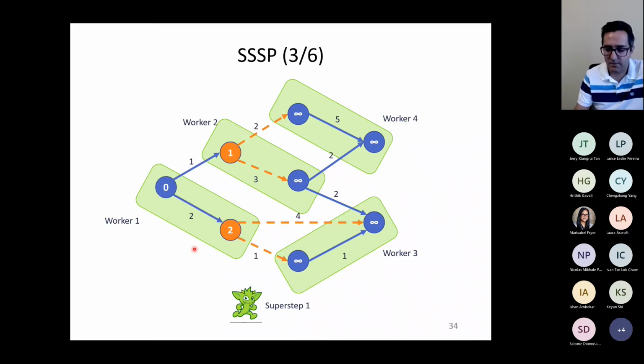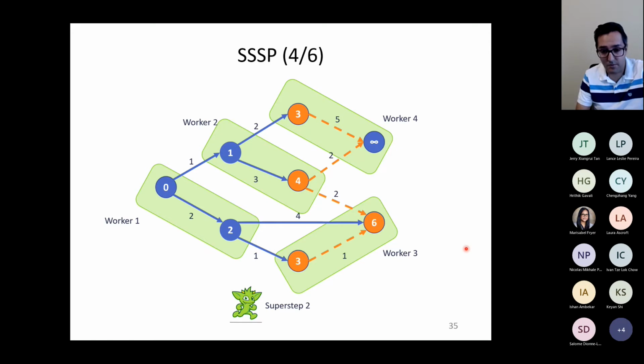We are done with that superstep and move on to the next superstep. These 2 become active because they used to be infinity and now they are some other values. So they have to inform their neighbors. They do the same thing. They say, hey, 1 plus 2, you're now 3. 1 plus 3, you are 4, and so on and so forth. So they inform their neighbors.